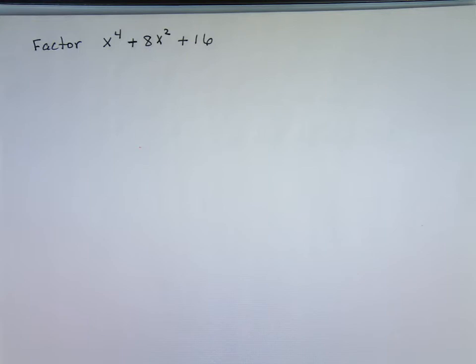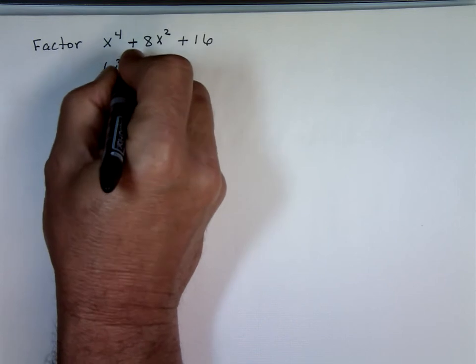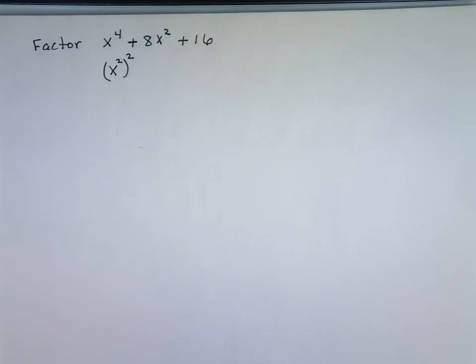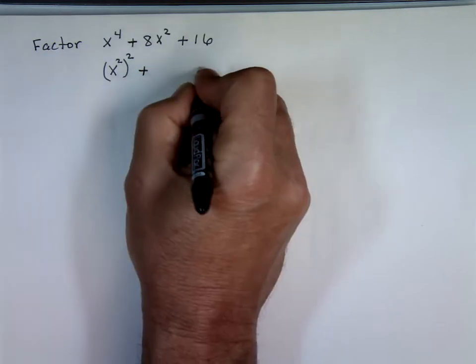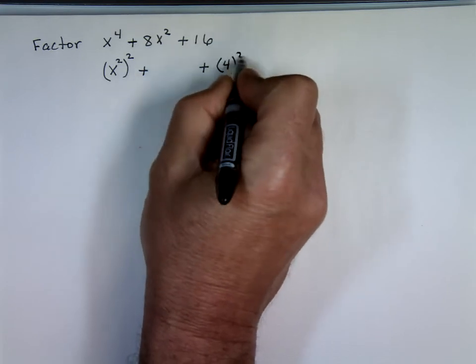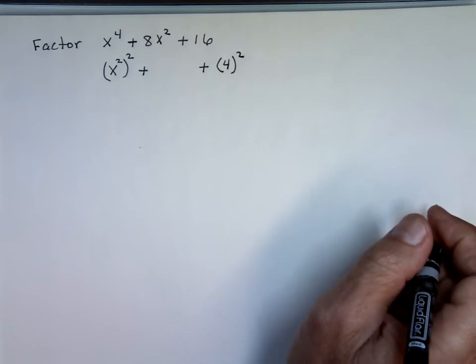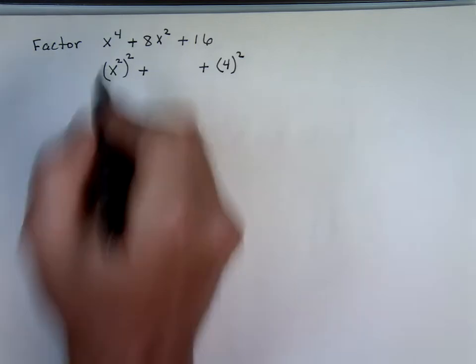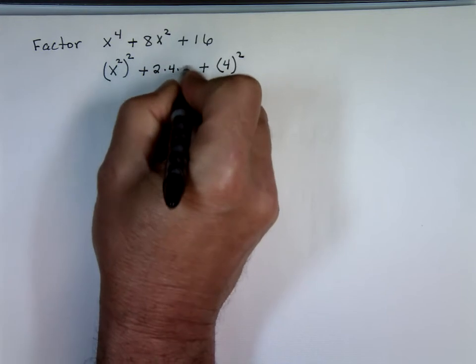And why is that here then? Well, you can look at the x to the 4th and write that as x squared squared. That's x to the 4th. Power to power, you multiply. Plus, let's leave a space there. The 16 can be written as 4 squared. And the 8 will be written as 2 times 4 times x squared, the middle piece.